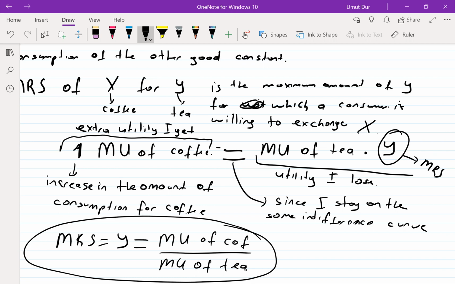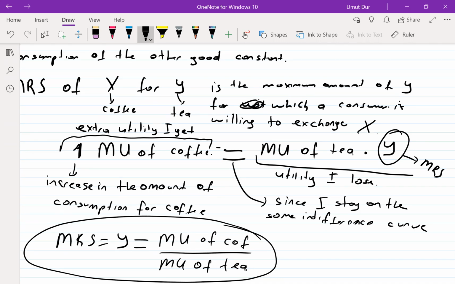Okay, then the maximum amount of tea that you would like to give up is as long as you are not worse off. Which means that as long as you still stay on the same indifference curve. Staying on the same indifference curve is basically telling us that you would like to achieve the same utility level.